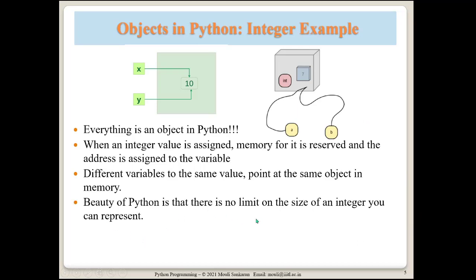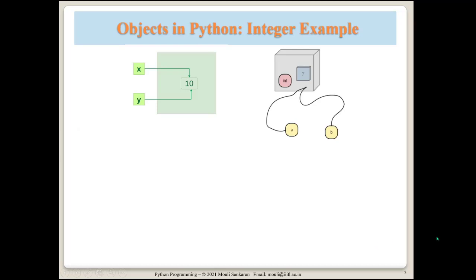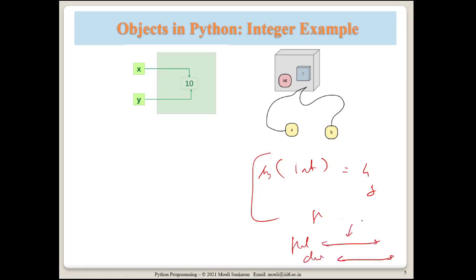The beauty of Python is that there is no limit on the size of an integer you can represent. We have been used to integer types having a size of 4 bytes or 8 bytes, and float and double having a bigger range of values to represent real numbers. But we have a limitation on integers in C programs. You cannot define more than what 8 bytes represent, otherwise you need to handle it yourself. Whereas an integer in Python is unlimited.